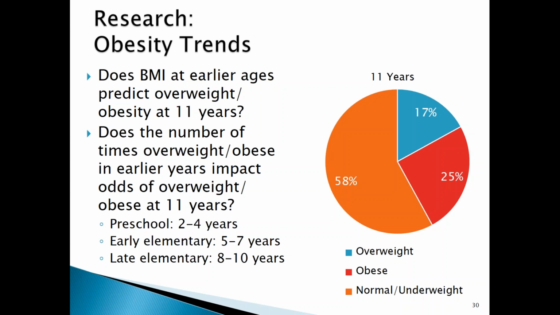And so we wanted to know whether their BMI at earlier ages would predict where they ended up at 11 years, and then whether the number of times that they were overweight or obese in those early years impacted how they ended up at 11 years. This was back before a lot of work had been done on this. I know more work has been done since. We were particularly looking at these different stages, for example, preschool, so 2 to 4 years of age, early elementary 5 to 7, and late elementary 8 to 10 years, and how their weight during those time periods would affect their 11-year outcomes.